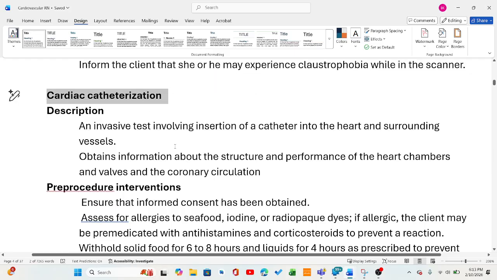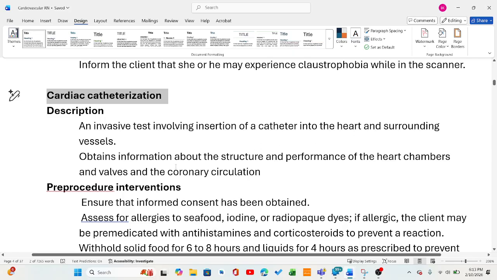Now, with cardiac cath, you'll be hearing, oh, the person is taken to the cardiac lab. So catheterization, remember, it's cardiac. This is where a catheter is going to go into the heart. And this will help evaluate if we have any clot or abnormalities in the blood vessels, the coronary arteries or the coronary blood vessels. So again, this is an invasive test, and this involves insertion of the catheter into the heart and the surrounding blood vessels.